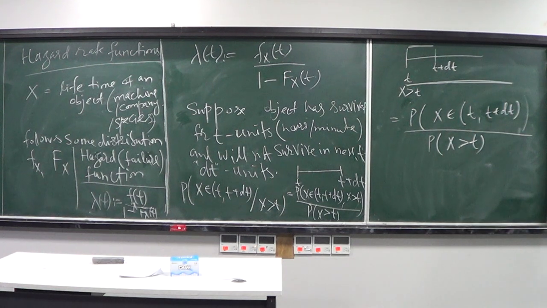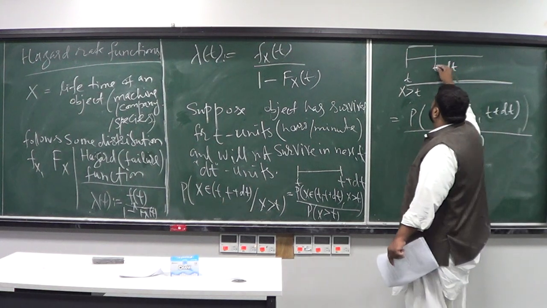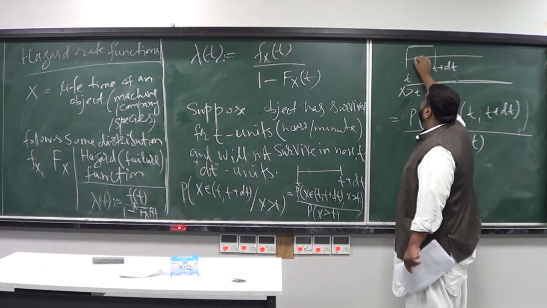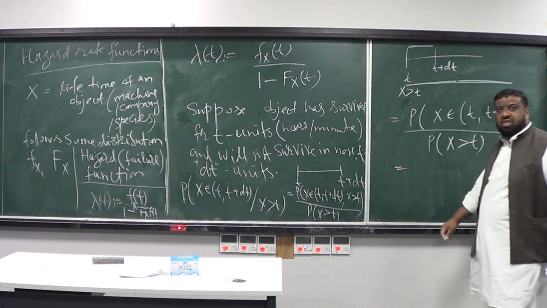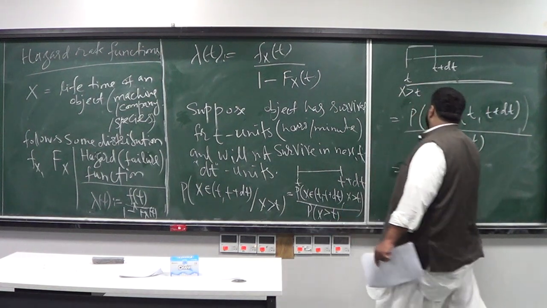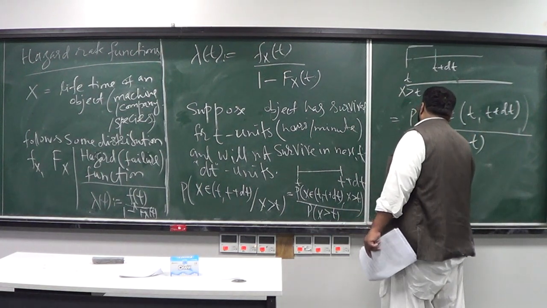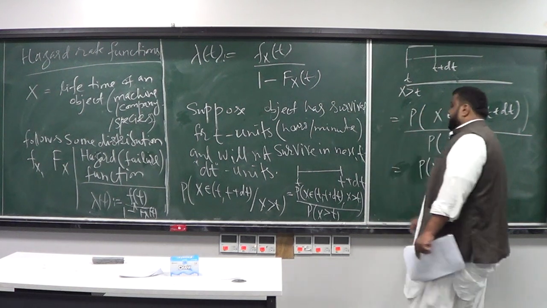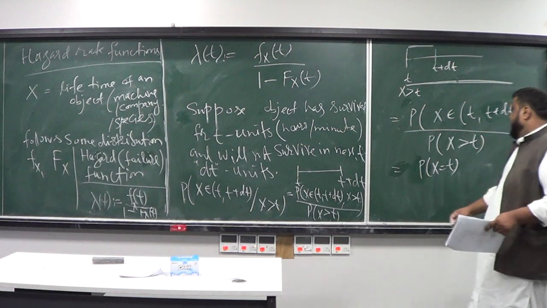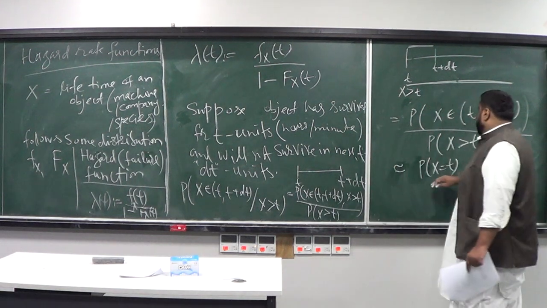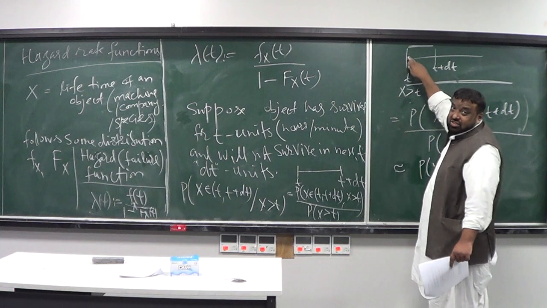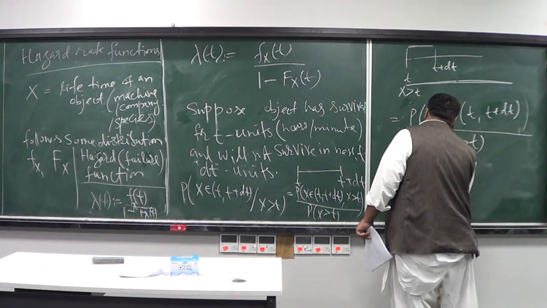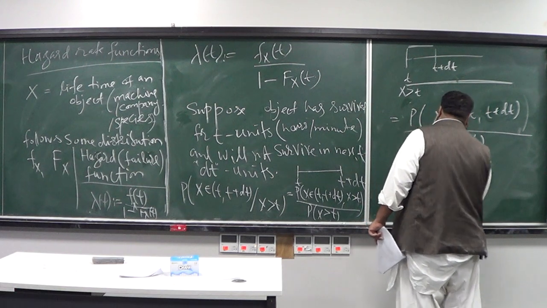Now if you make this dt small, in other words, if you bring this point really close to this point, which is t, then what would this probability be? Roughly you can say it is the same as the probability of x equal to t, because this is going to get really close to t, divided by the probability of x bigger than t.